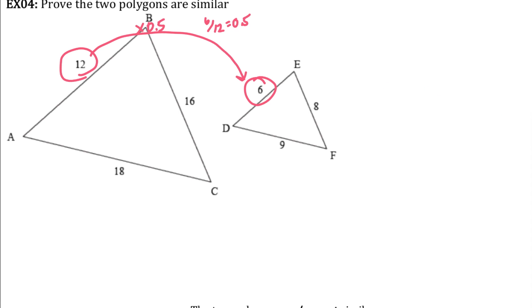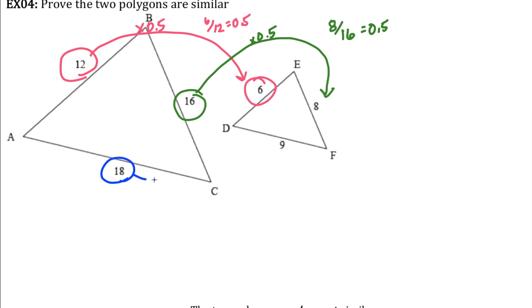I'm going to write this in a different color. It might be easier to see this time. 16 to 8 is 8 divided by 16, which is 0.5. Maybe I'll just write the whole 16. So that's times 0.5. And then we have this last one. 18 goes to 9, which is 9 divided by 18, which is 0.5. So times 0.5.